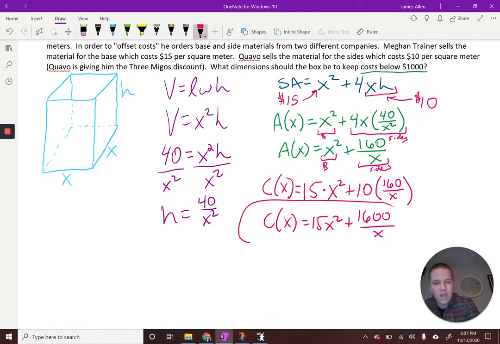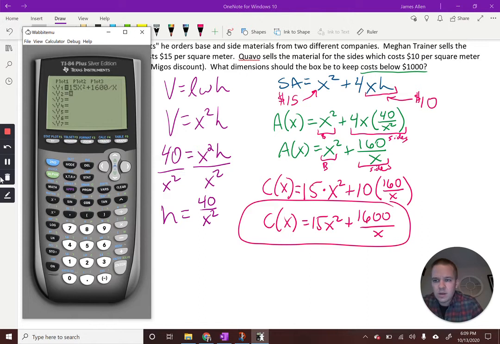I want to know when this cost is below $1,000. I think it's time to bring out the graphing calculator. I'm going to pause it while I plug it in. You do the same. So I've got my function plugged in there, 15x squared plus 1,600 over x. Wonderful. And we want to keep the cost below 1,000.